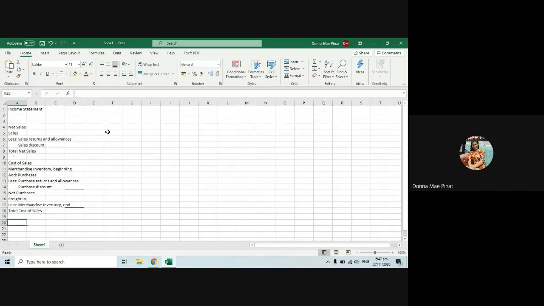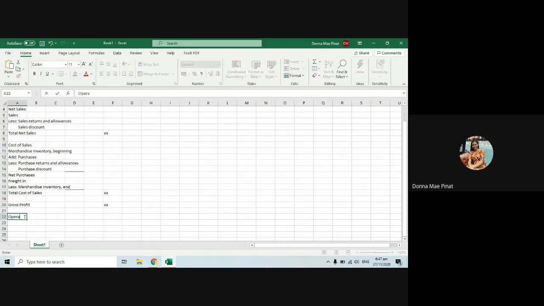Since we have net sales here and total cost of sales here, if you deduct your cost of sales from your net sales, you will get gross profit. And then from your gross profit, you will deduct again your operating expenses. The purchases here are the merchandise that you actually sold.